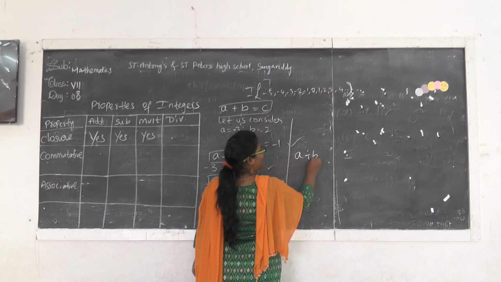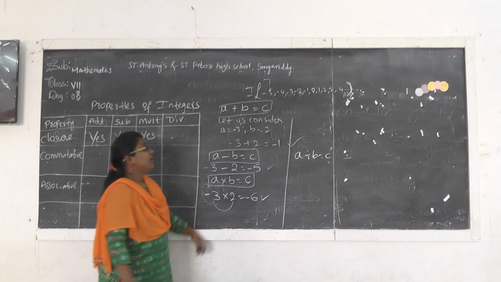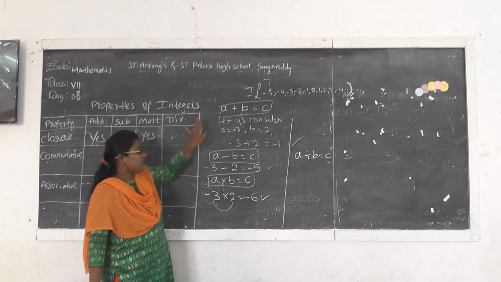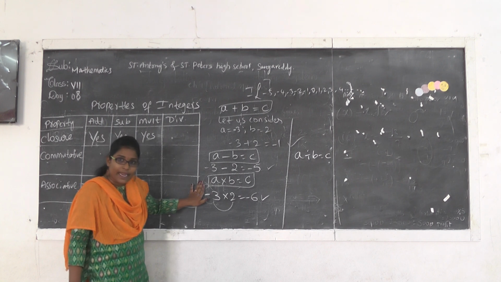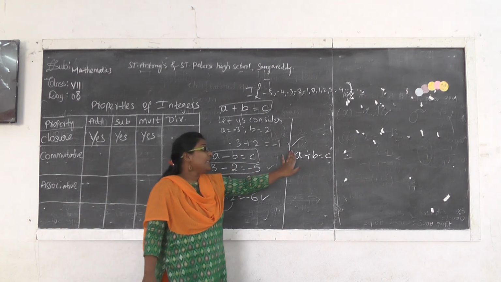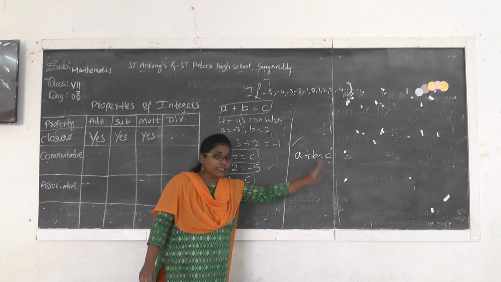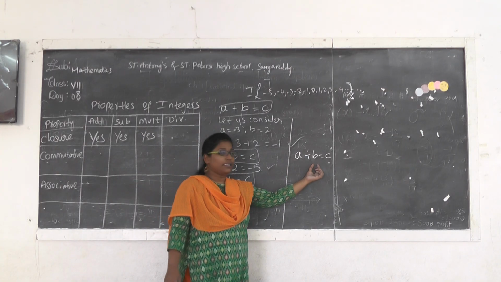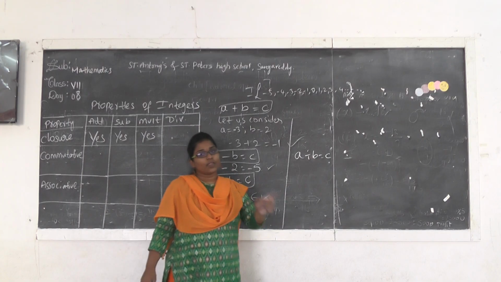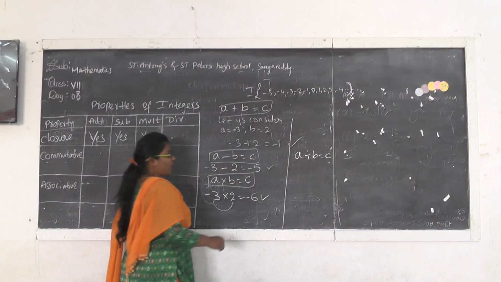Simple. A divided by B equal to C. Under addition, A plus B equal to C. Under subtraction, A minus B equal to C. Under multiplication, A into B equal to C. Under division, A divided by B equal to C. Here it is nothing but if A is an integer, B is an integer, then the result should also be an integer. Let us check now.